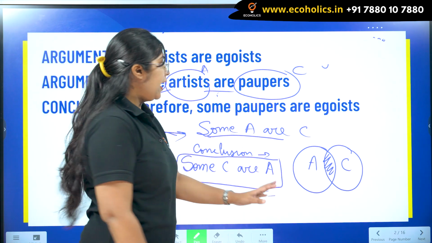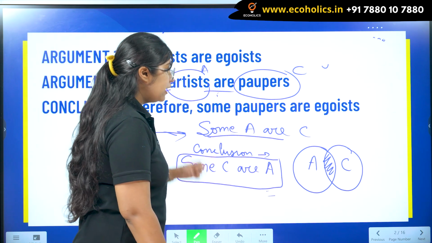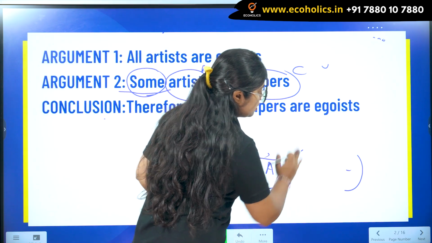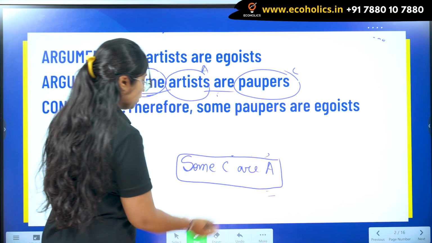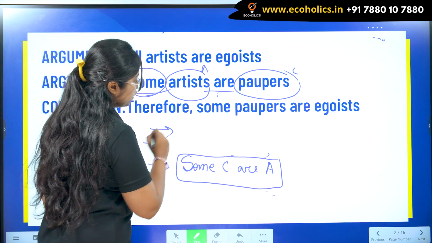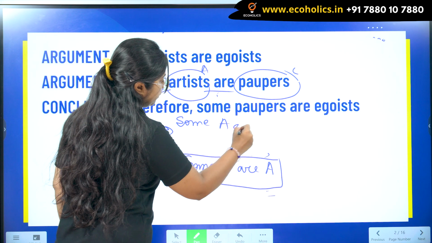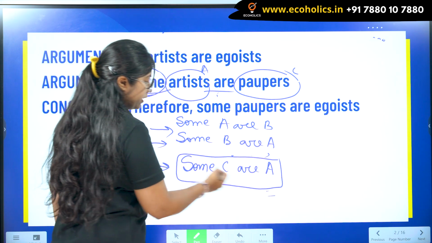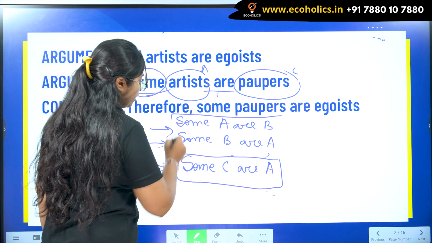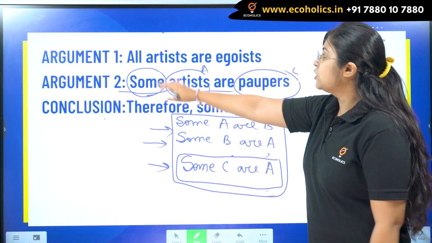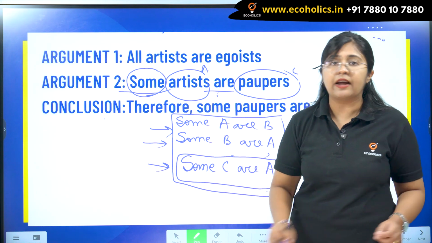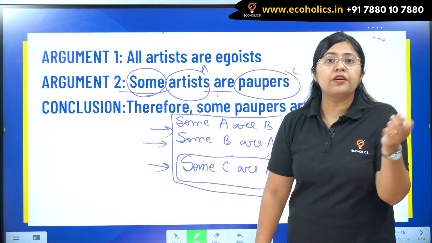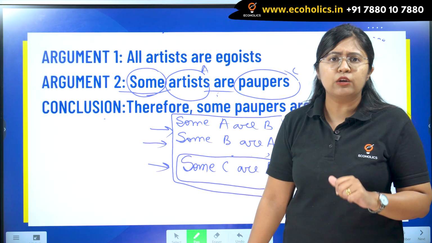Okay. Now we have three conclusions with us. What are the three conclusions that we have with us? I'll just keep writing this. The first two conclusions were some A are B, some B are A, and then the third conclusion is some C are A. So in total, from these two arguments that we have, we can only derive these three conclusions logically. However, we also have a conclusion which is already given. Now let's find out whether that conclusion matches our conclusions or not.